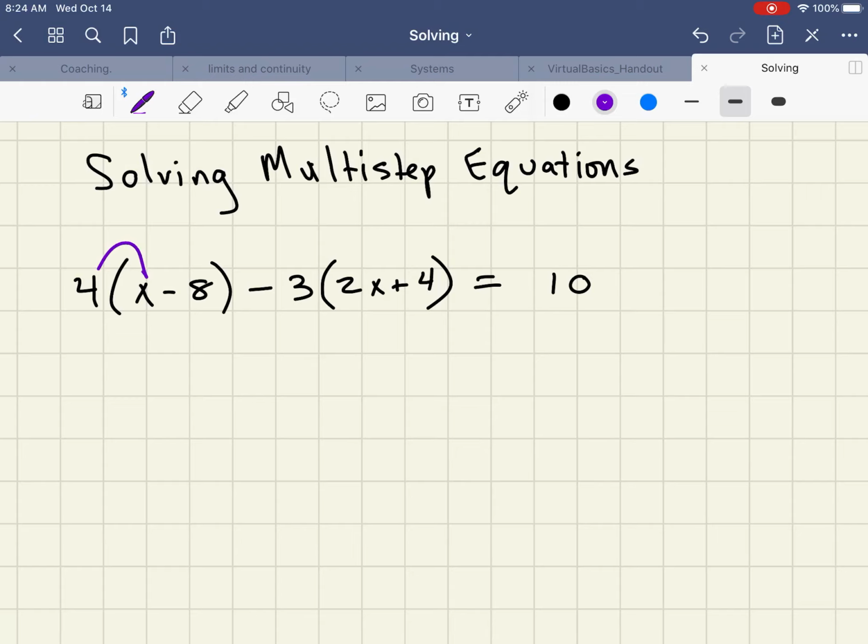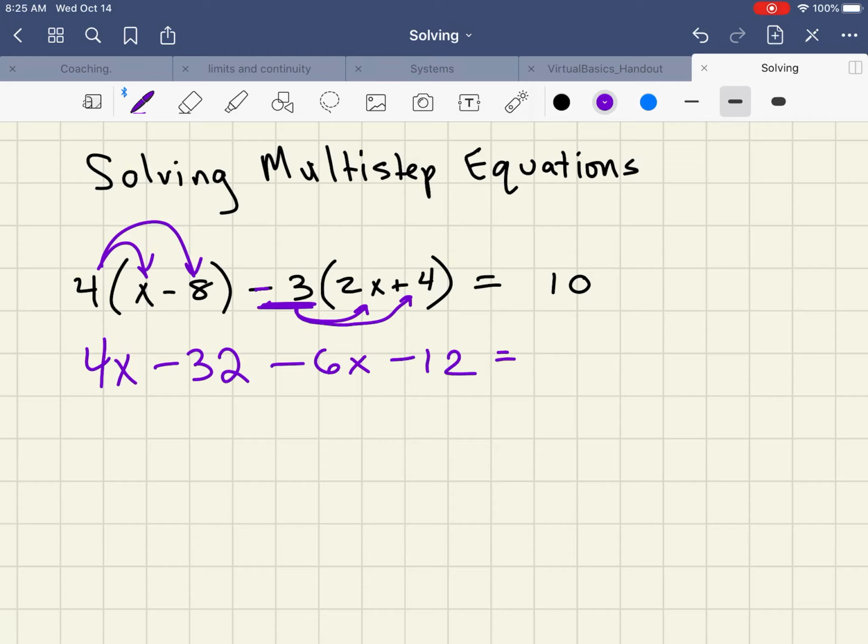So to distribute the 4 times x, 4 times a negative 8, and then negative 3, that minus sign goes with 3, times 2x is negative 6x, and negative 3 times 4 is negative 12. Drop the equals down, drop the 10. So the first thing we did was distribute.